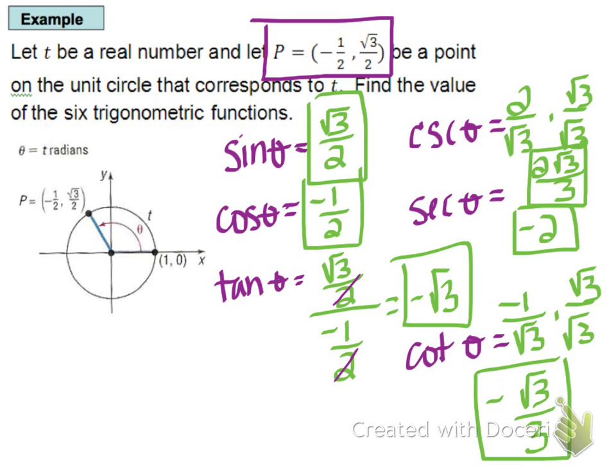So there are the values of our 6 trig functions at that point, negative 1/2, root 3 over 2. And you can see that we found sine, cosine, and tangent using the x's and the y's. And then to find their reciprocals, we just took all of those and flipped those fractions over.